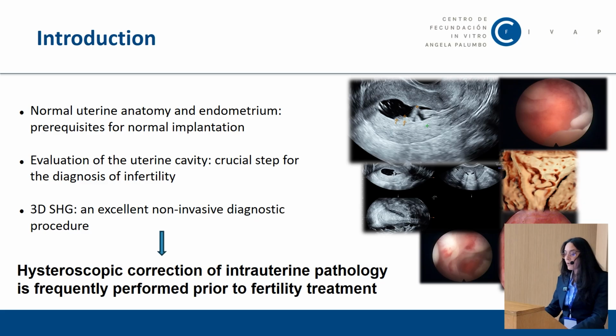As you all know, evaluation of the uterine cavity is the crucial step for the diagnosis of infertility patients, because a normal uterine anatomy and a normal endometrium are the prerequisites for a good implantation. As you have seen in the previous two talks, 3D sonohysterography is an excellent non-invasive diagnostic procedure that permits us to evaluate the uterine cavity and the tubes. Many patients have to plan a hysteroscopy prior to fertility treatment to correct intrauterine pathologies and improve the success rate.